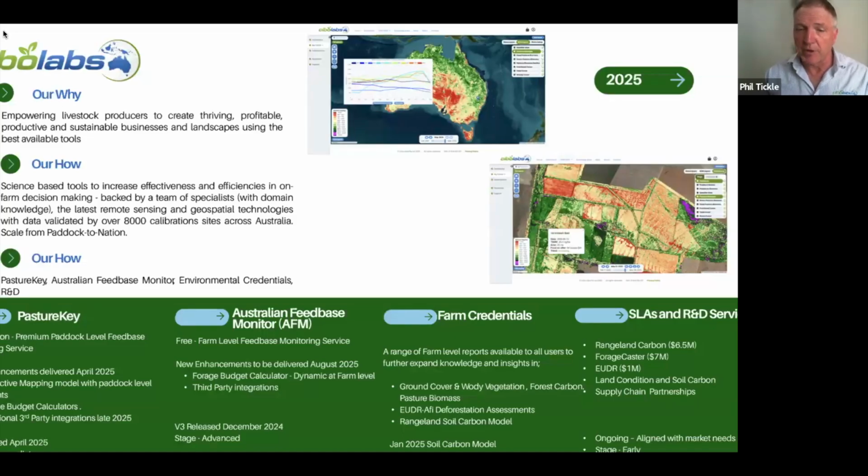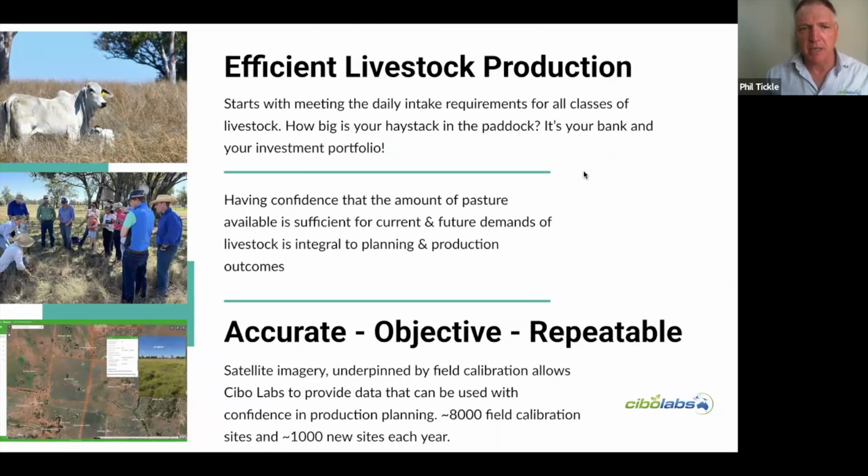But we really are focusing on those spatial and temporal dynamics of a farm, and being able to monitor that farm consistently through time. So I suppose the key things for us is really about the feed base, understanding what the variability in the feed base is, and a great quote from John Fritz a few weeks ago: it's about your grass is your bank, and how big is the haystack in the paddock. I've really taken that one liner from John.